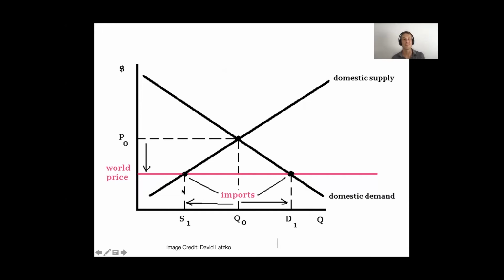That's a whole bunch of factories closing. That's a whole bunch of people losing their jobs, right? So that's a lot of dislocation. Okay, so what do governments do about this?